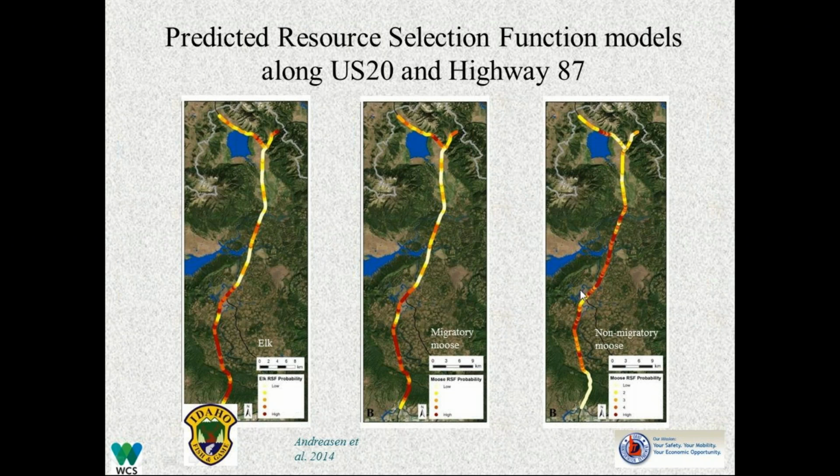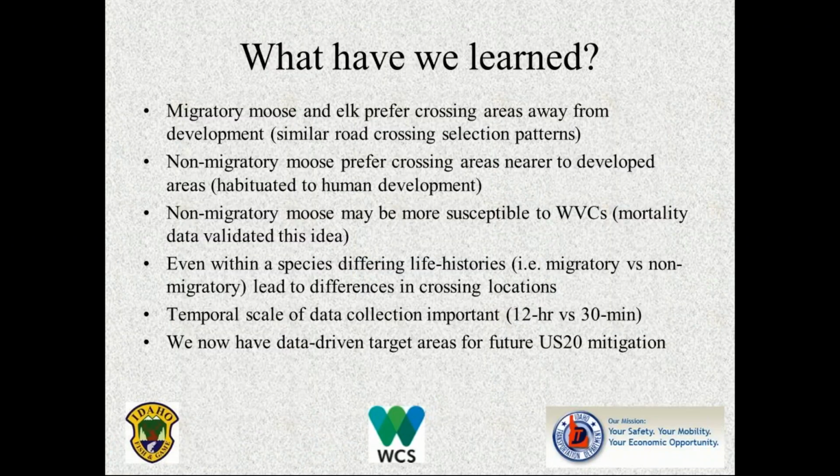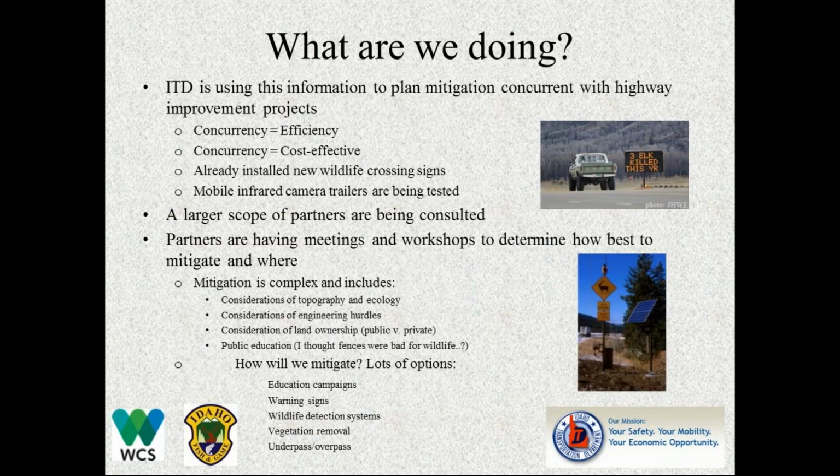And so this led to a complex challenge along US20 because it highlighted a long stretch of this road as a high probability of crossing between elk and the two different subsets of the moose population. So what we've learned is that this can be very complex, and we are using this information in a way similar to what we did in Wyoming to get crossing structures placed there. ITD is now using this information to plan mitigation concurrent with highway improvement projects, which will increase their efficiency and cost effectiveness.